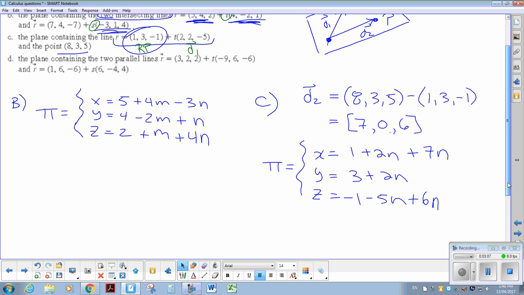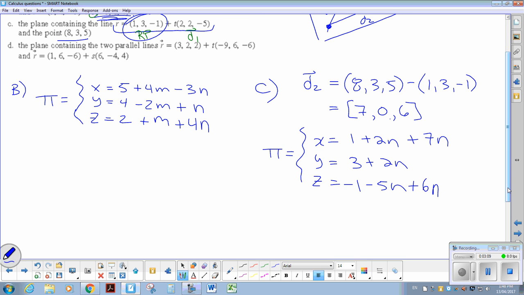Then finally, let's look at D. So what do we have with D? I'll give myself a bit of a picture here. So here's the plane. I've got two parallel lines. What that does for me is I'm going to have two potential reference points. Oops, but I don't have a direction vector, so that shouldn't have gone in there.